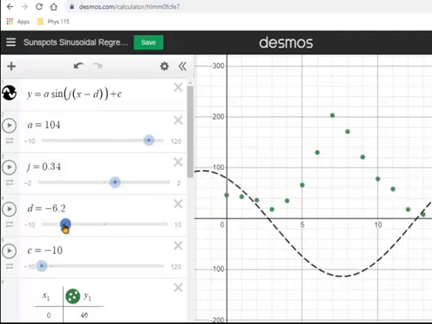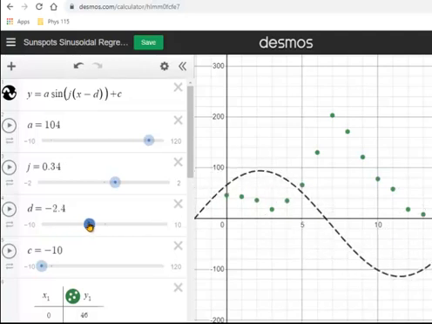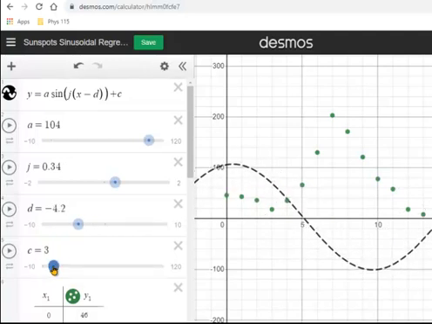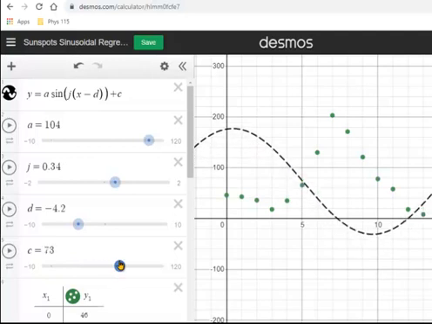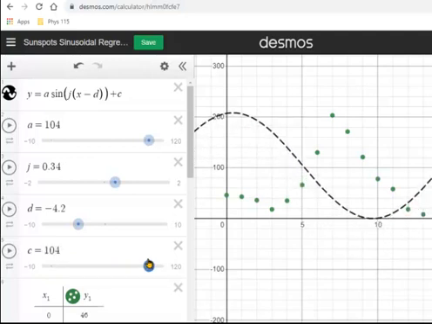This is going to be the phase shift. I'm going to do that in a little while, actually. I'm going to need to push this one really up. So that's the vertical translation or vertical shift, somewhere around there. That doesn't look too bad.